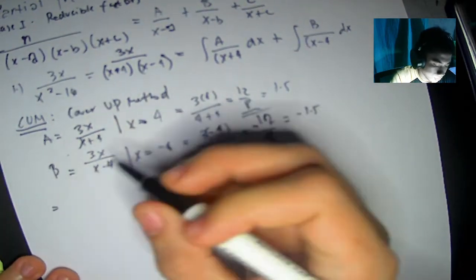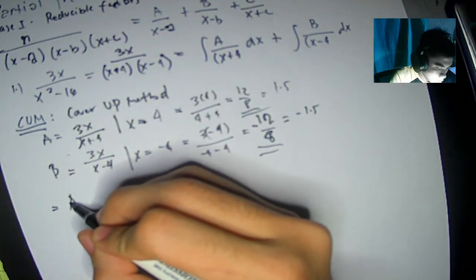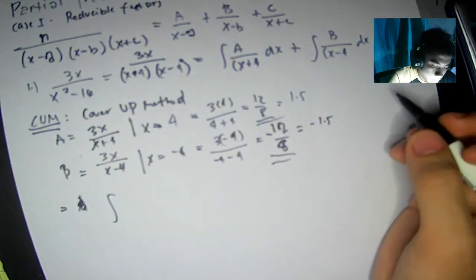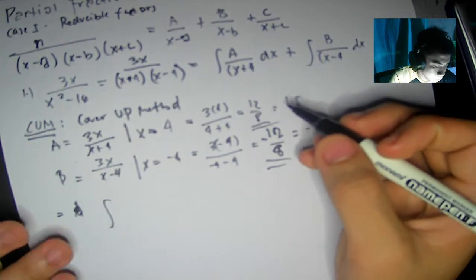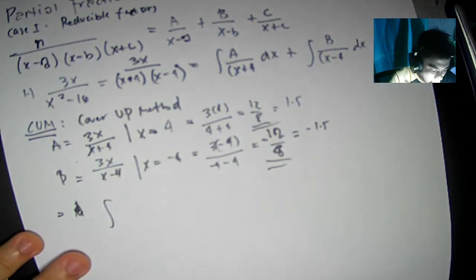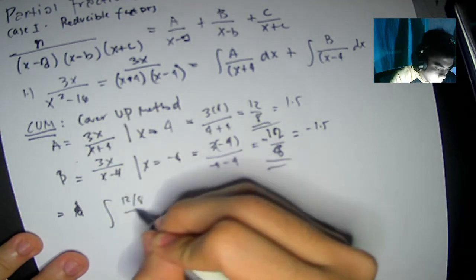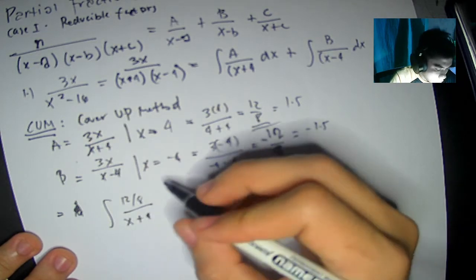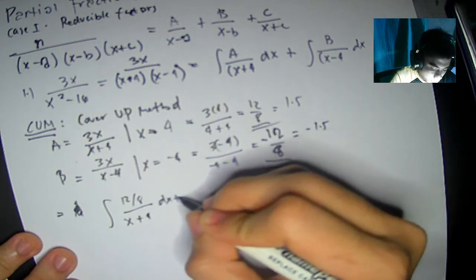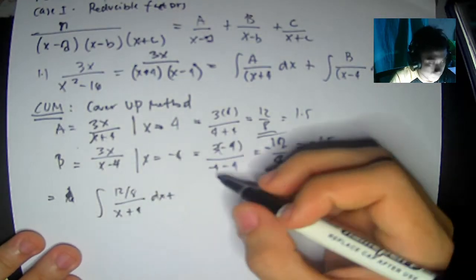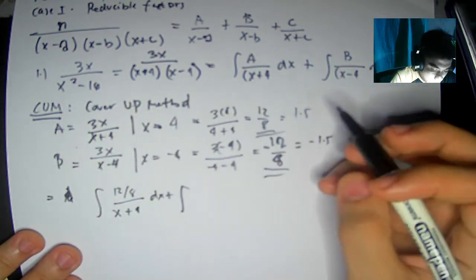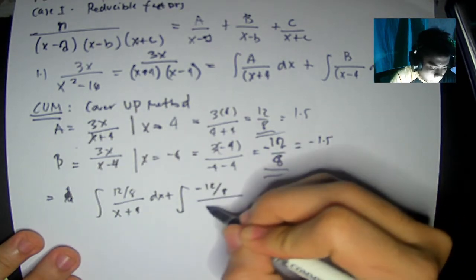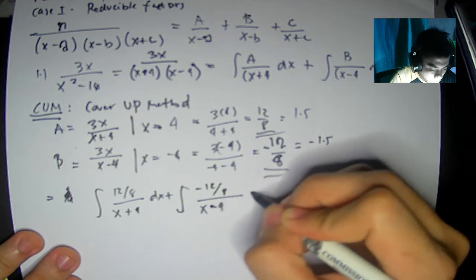So A first. The integral of what is our A? 12 over 8, over x plus 4, dx, plus here is the B. What is B? Negative 12 eighths over x minus 4 dx.